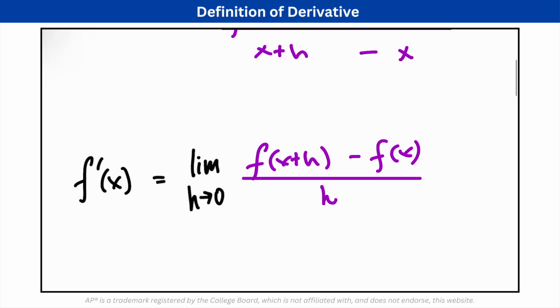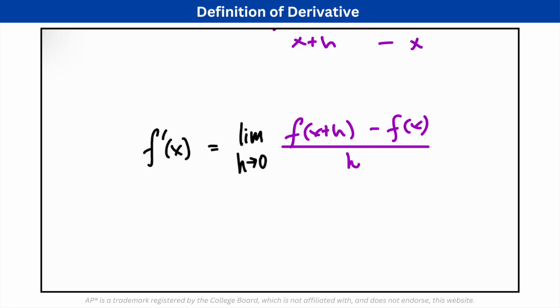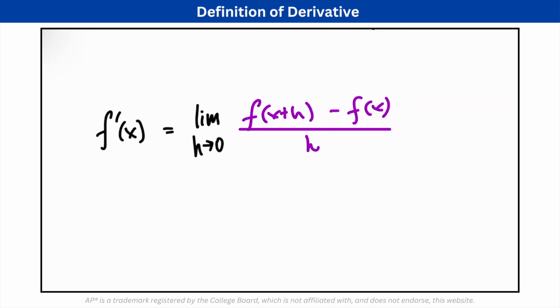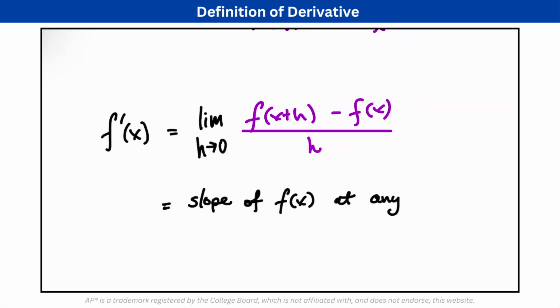Now, I'm not going to stop right here because I want to make sure that you understand the meaning of this notation verbally. A lot of students don't understand this verbally. They just retain the formula, they retain this notation, but they don't know how to make sense out of it. What is this f prime of x thing? It is the slope of f of x at any x value.